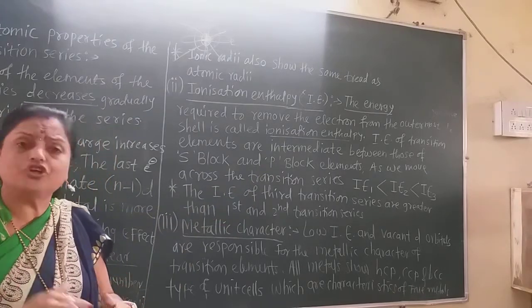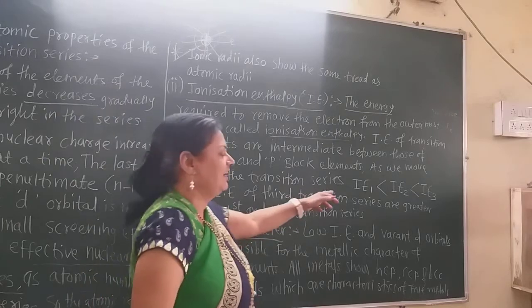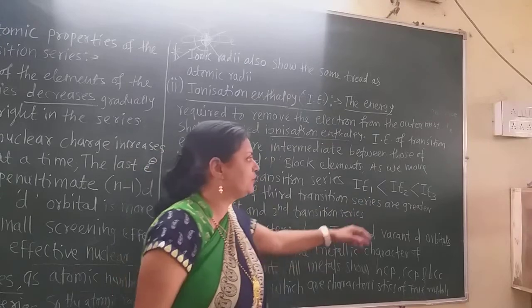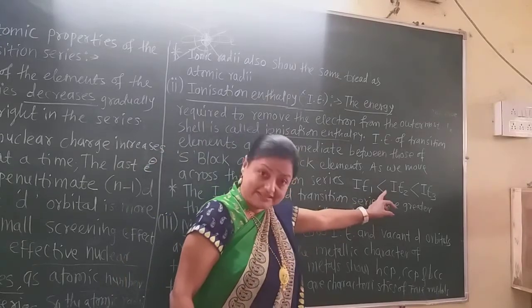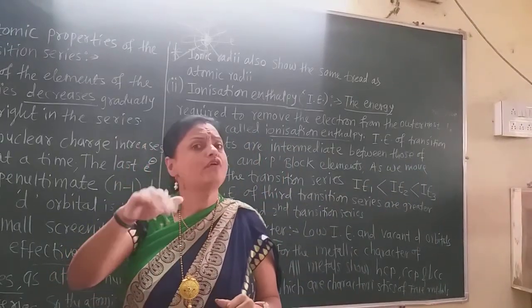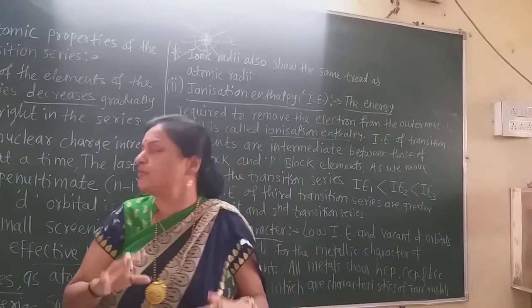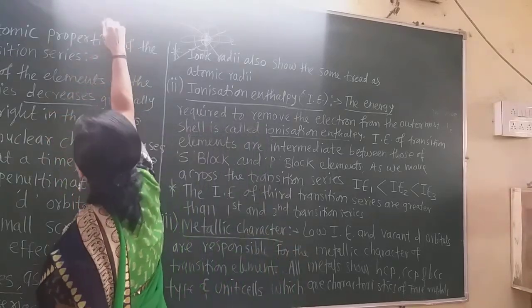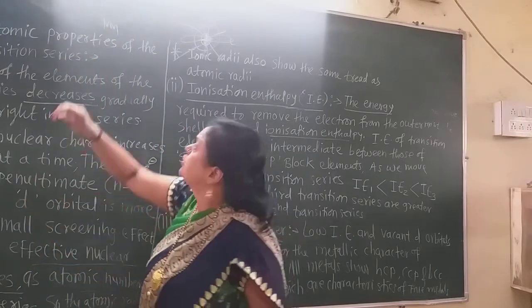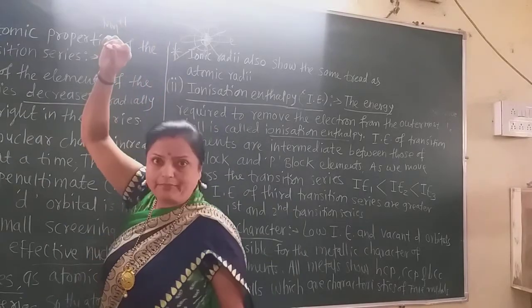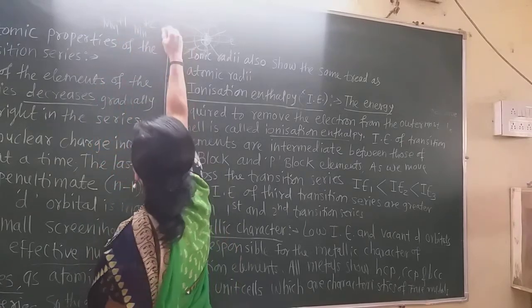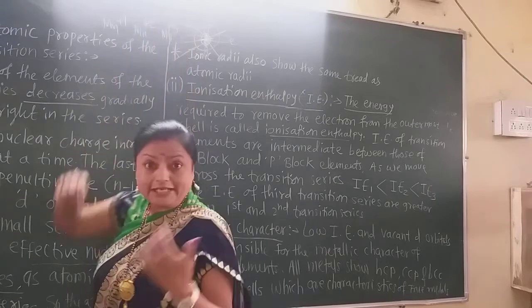And as we go across any transition series, always the first ionization enthalpy is less as compared to the second, and second is less, remember this order, as compared to third. Why did this happen? Because when we remove one electron, there is a plus charge on that. Suppose you take iron or manganese. We know that manganese has oxidation states from 2 to 7. So if we remove one electron, Mn plus 1 is formed. If we remove 2 electrons, Mn2 plus will be formed. And if we remove 3 electrons, Mn3 plus will be formed.